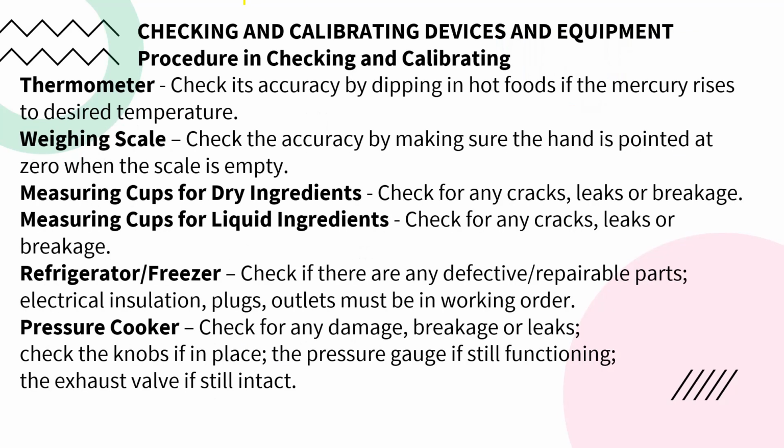And next is checking and calibrating devices and equipment. Procedures in checking and calibrating. The first is the thermometer. Thermometer is used in measuring the temperature. So, how to calibrate? Check its accuracy by dipping it in hot foods to see if the mercury rises to the desired temperature. Alam nyo naman yan, pag nag-adjust, ibig sabihin, okay siya, gumagana siya.